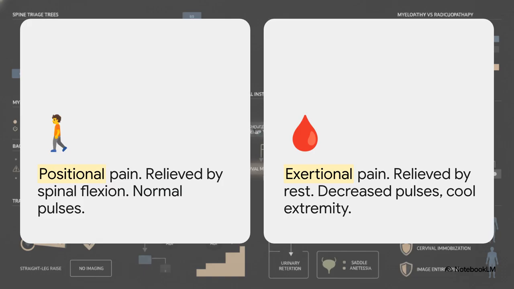The pain reliably comes on with walking and is relieved strictly by rest, plus it's accompanied by decreased pulses, a cool extremity, and pallor. You diagnose that with an ankle brachial index.